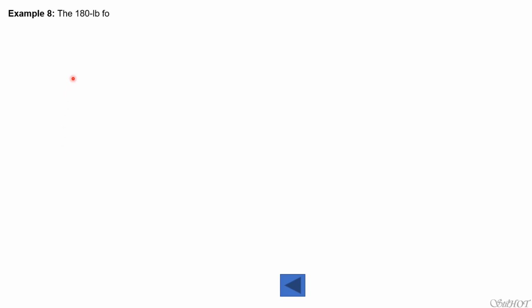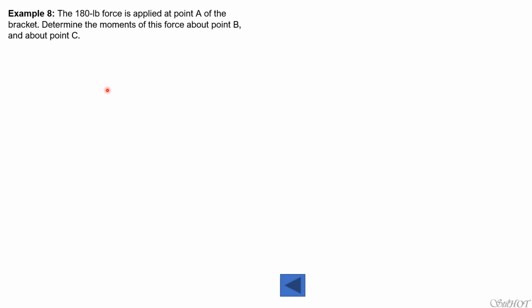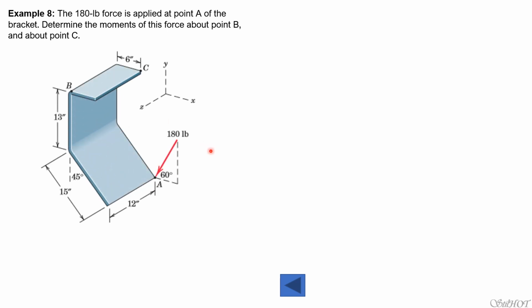Solution to problem 8, example 8. The 180-pound force is applied at point A of the bracket. Determine the moments of this force about point B and about point C. So let's use the right thumb rule here, the scalar approach.